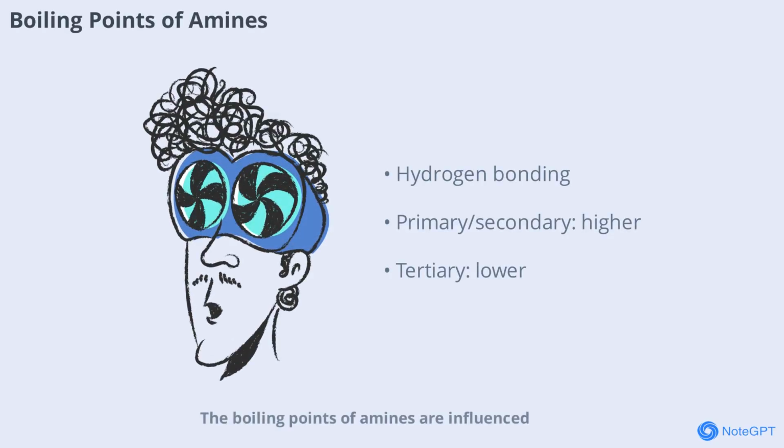The boiling points of amines are influenced by their ability to form hydrogen bonds. Primary and secondary amines have higher boiling points than tertiary amines but generally lower than alcohols of similar size. This is due to the difference in hydrogen bonding strength.